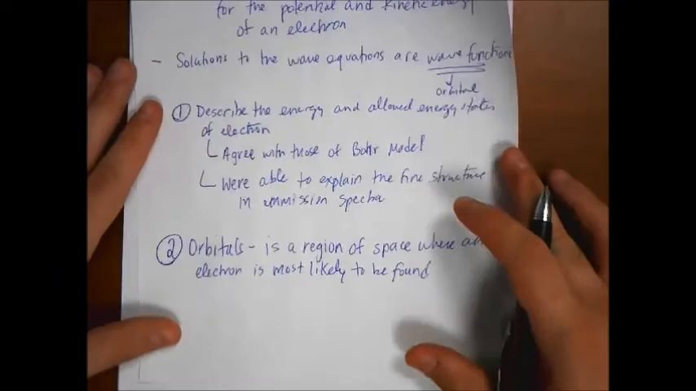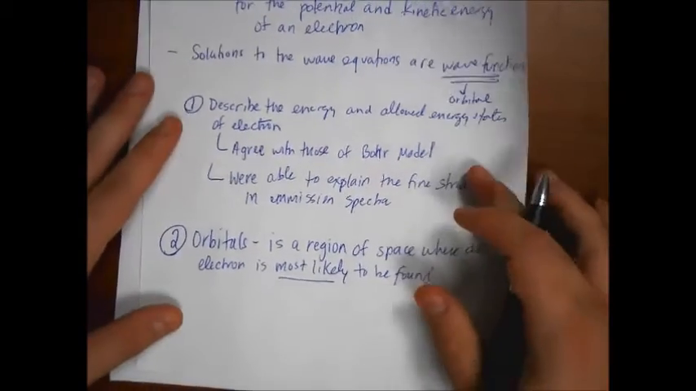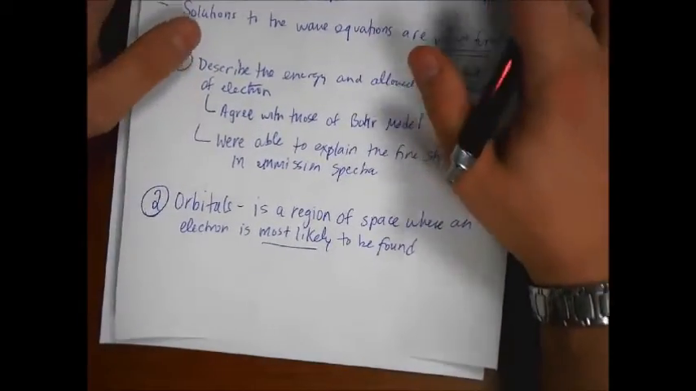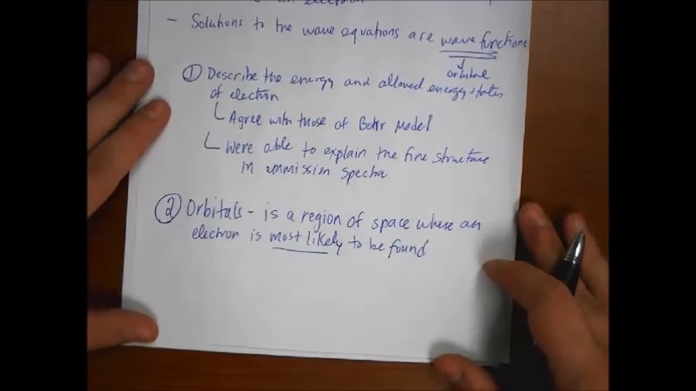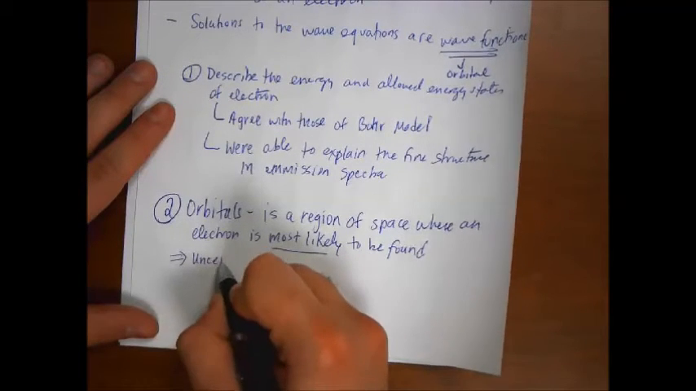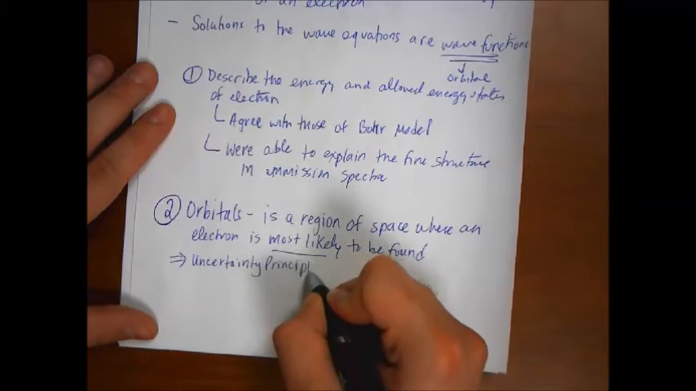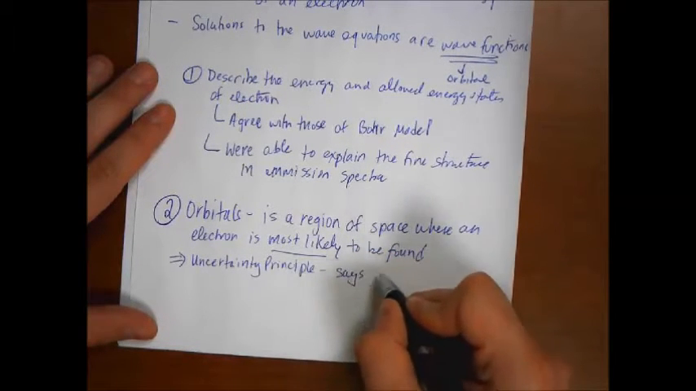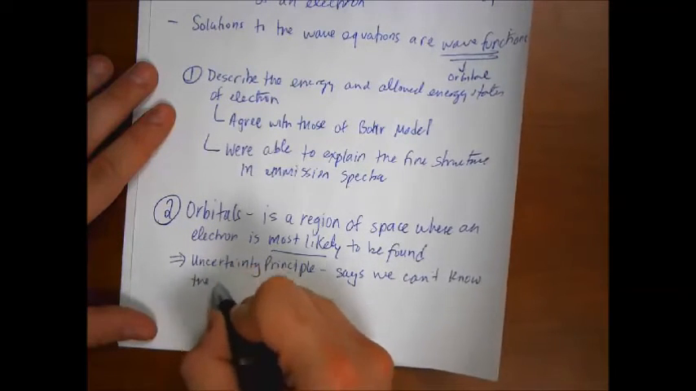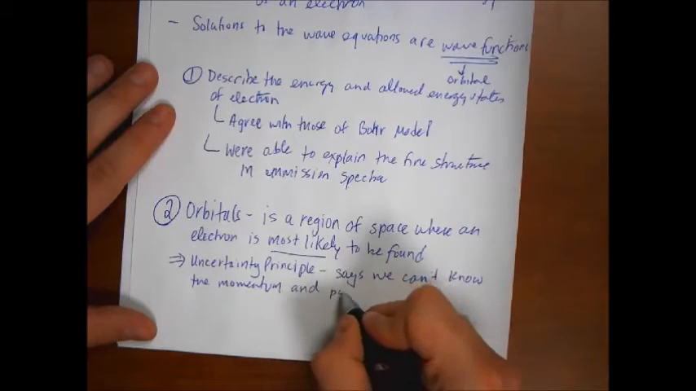Now, this brings in the idea of why is it most likely? Why is it not definitely where an electron is going to be? Why can't we say that this is absolutely 100% where the electron is? And we have to think back to the uncertainty principle. It basically says we can't know the momentum and position at the same time.